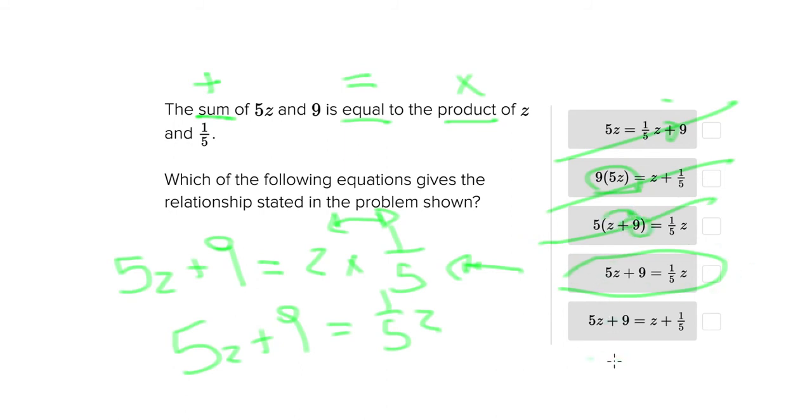We've already said that's the right answer. And this last one here, you've got the sum on this side, which is right, but then product here wasn't interpreted as multiplication, but as addition. So that's what the problem is with this last answer choice.